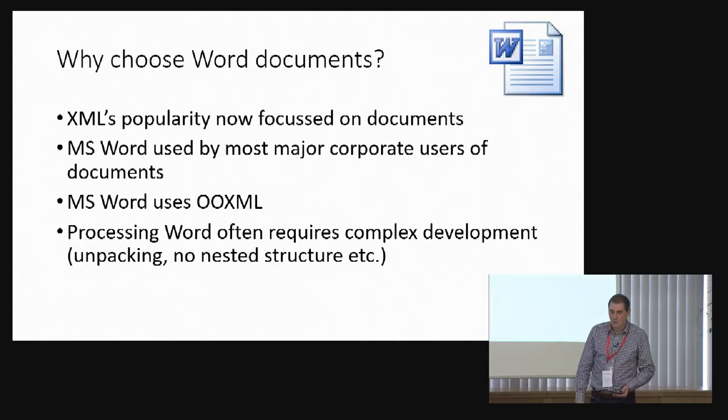So why choose Word documents if I'm going to do a project on them? Well, while we can do lots of interesting things with XML, XML's popularity really now is focused on documents. You talk to the API people, they really don't want to know. So something document-based is also my expertise. And Microsoft Word is, of course, out there being used by corporate users. By corporate users, I'm not talking about corporate publishers. I'm talking about legal firms, large consultancies, people who create enormous documents, government.